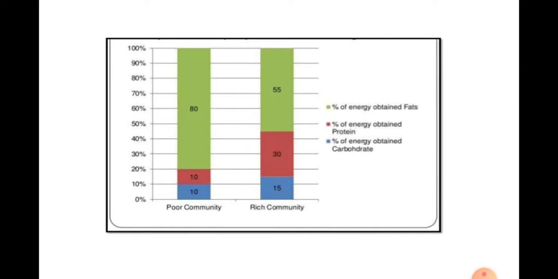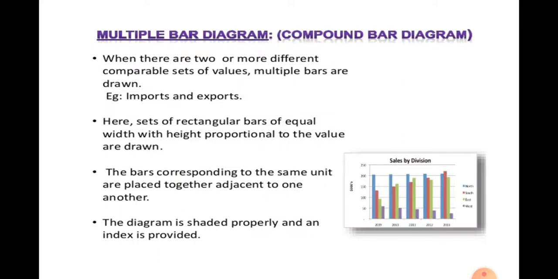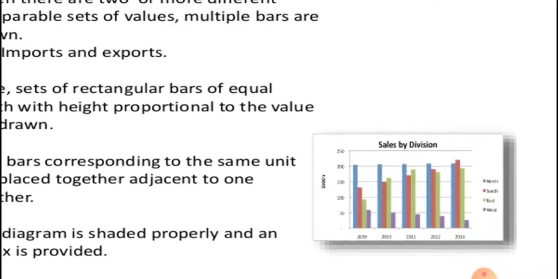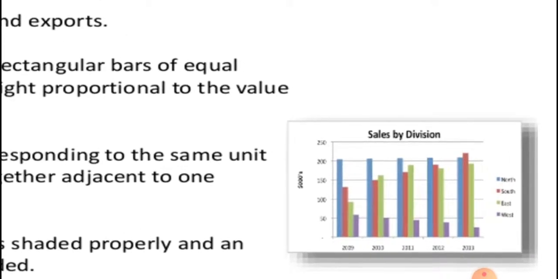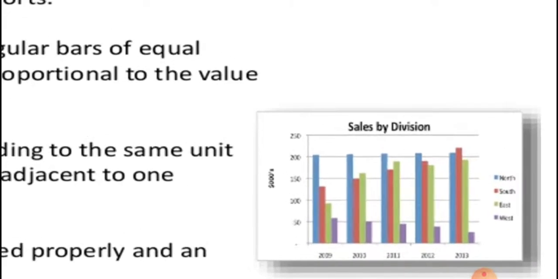Next, multiple bar diagram, also known as compound bar diagram. When there are two or more different comparable sets of values, multiple bars are drawn, for example, imports and exports. The sets of rectangular bars of equal width with height proportional to the value are drawn. The bars corresponding to the same unit are placed together adjacent to one another. The diagram is shaded properly and an index is provided. Now look at the diagram. This is sales by division.